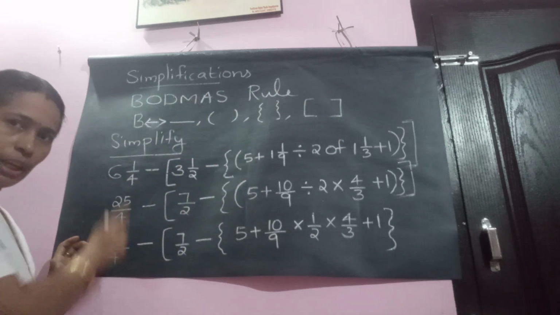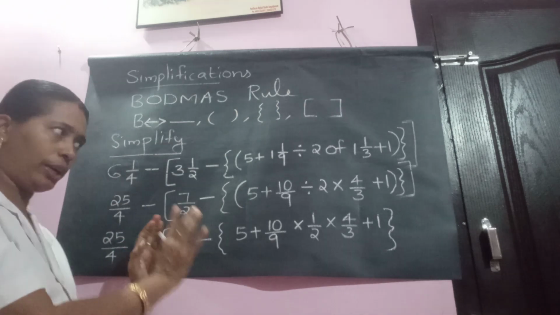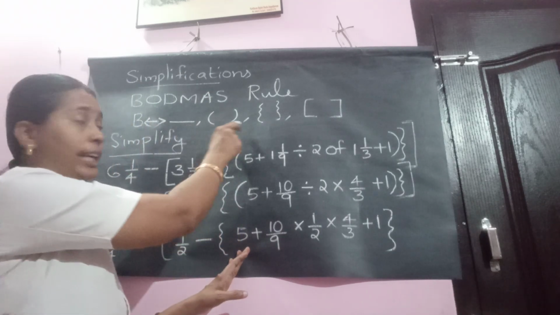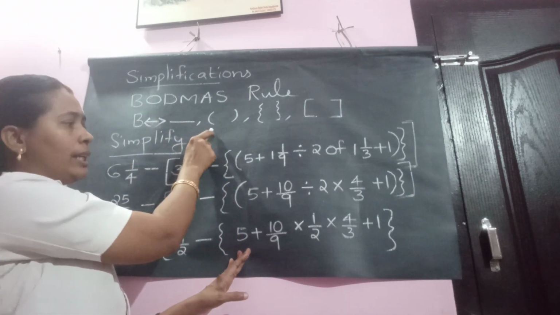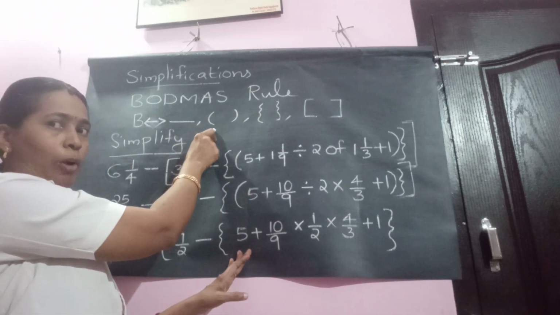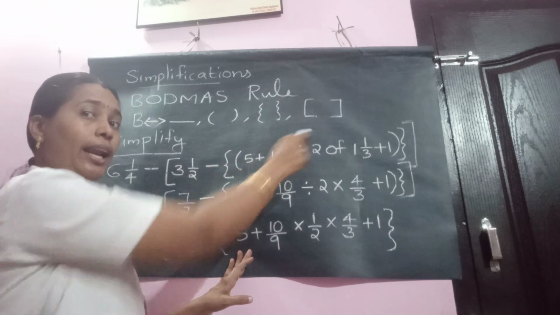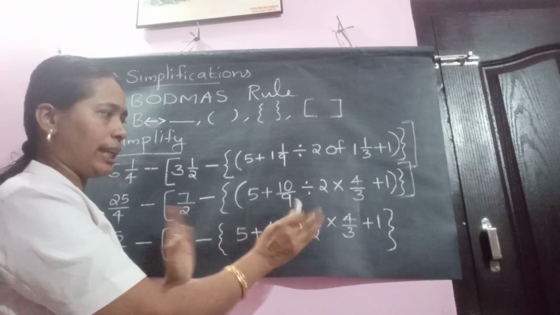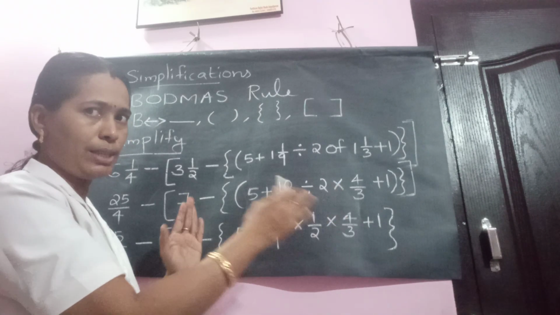25 by 4 without any change bring down. 7 by 2 without any change. Now let us open this small bracket first. First we have studied the order. There is no vinculum. But there is a small bracket. So first small bracket, then curly bracket and last square bracket. So look at this small bracket itself. So teacher has opened it because there are no other terms in the curly bracket.